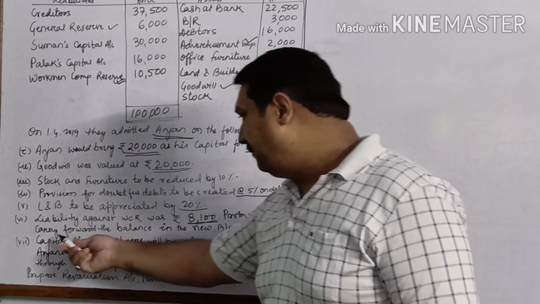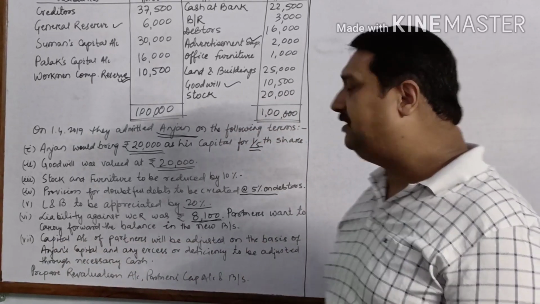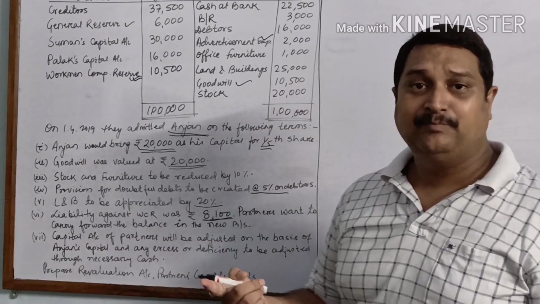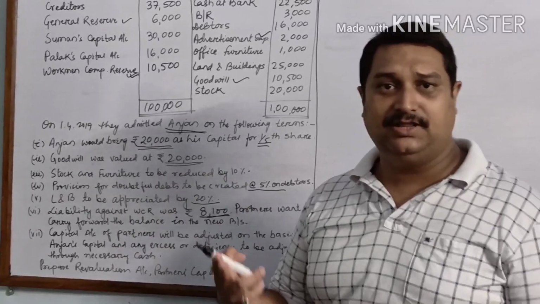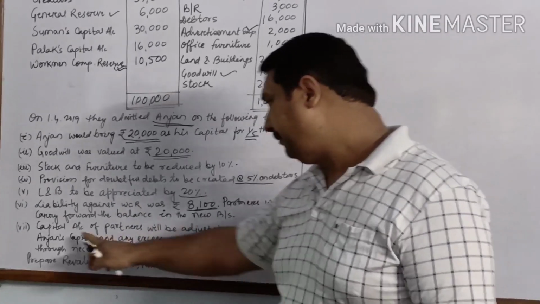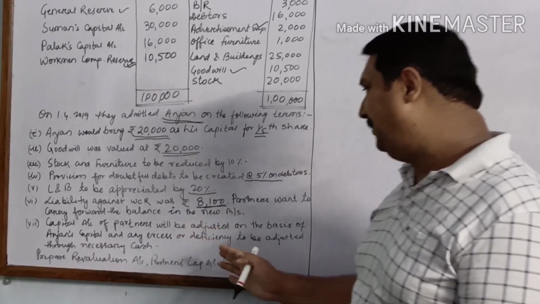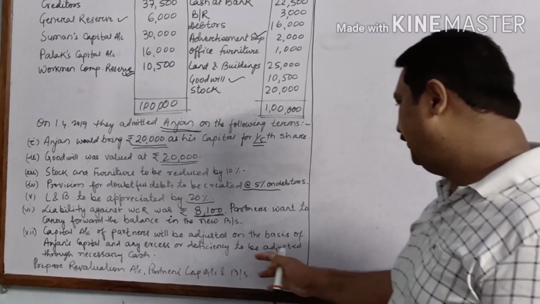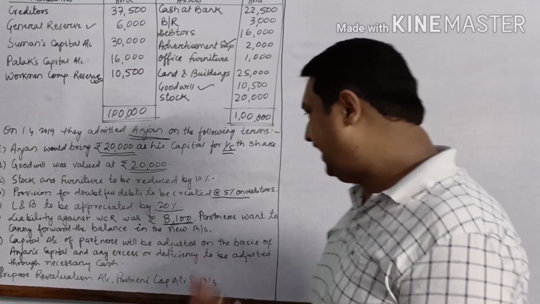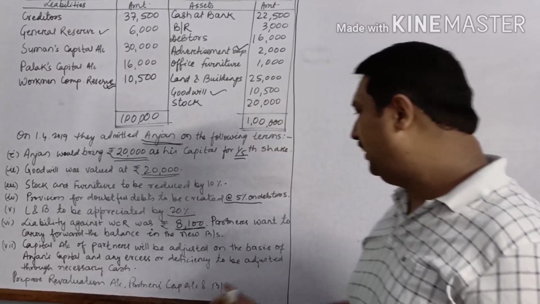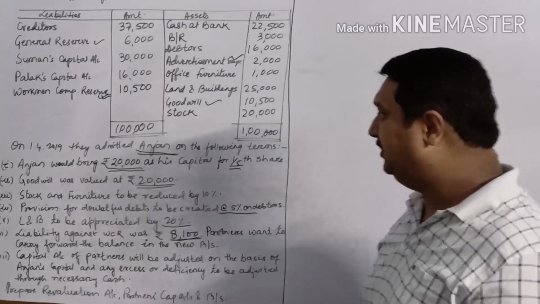That means since the partners want to carry forward the balance in the new balance sheet, the balancing figure will be adjusted in the sacrificing ratio. Capital accounts of partners will be adjusted on the basis of Anjan's capital, and any excess or deficiency to be adjusted through the necessary cash. Prepare revaluation account, partners capital account and the balance sheet.